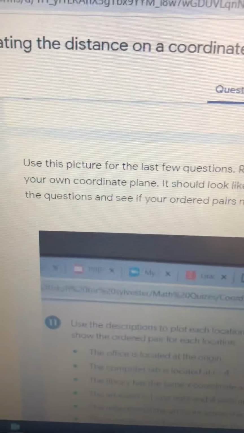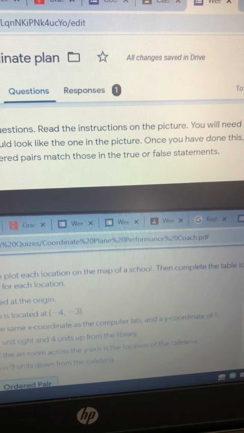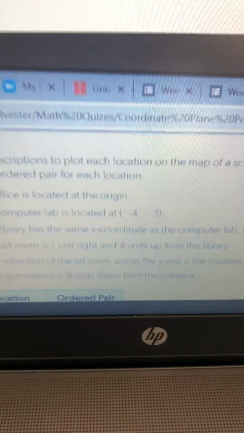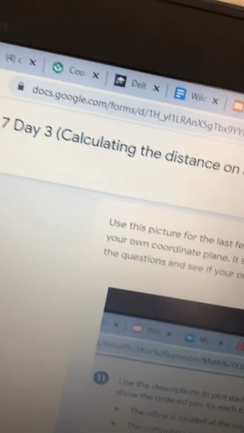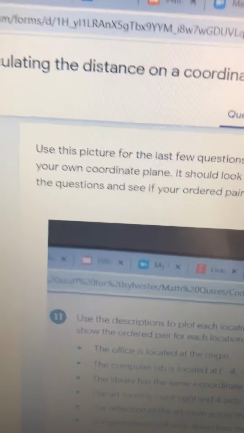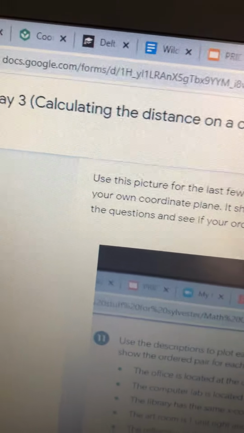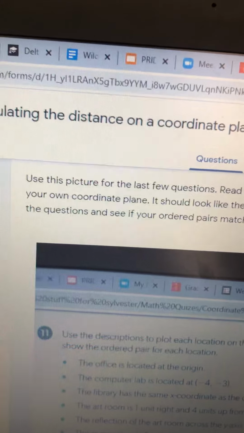Happy Friday. So it says use this picture for the last few questions. Read the instructions on the picture. So these questions, right? You will need to draw your own coordinate plane. So you got to draw your own coordinate plane on your paper. It should look like the one in the picture. Once you have done this, read the questions and see if your ordered pairs match those in the true or false statements.